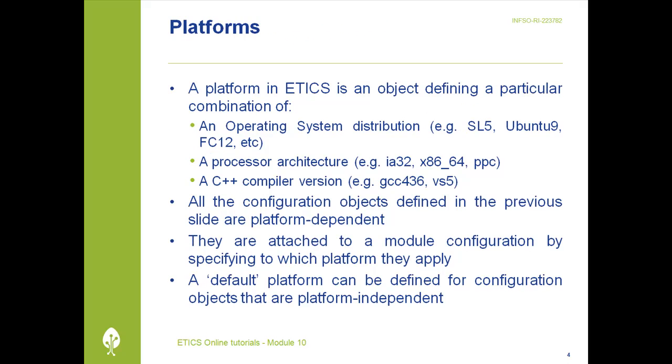A platform in ETICS is an object defining a particular combination of an operating system distribution, for example, Scientific Linux 5, Ubuntu 9, Fedora Core 12, and so on. A processor architecture, for example, IA32, x86_64, PPC, etc. And a C++ compiler version, for example, GCC 4.3.6, VS5, and so on. All the configuration objects defined in the previous slide are platform dependent. They are therefore attached to a module configuration by specifying to which platform they apply. In addition, a default platform can be defined for configuration objects that are platform independent.